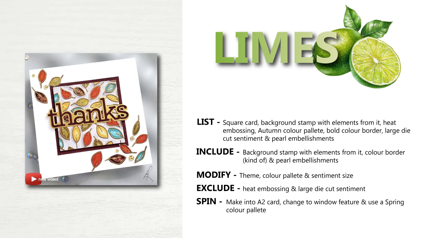So this is a square card using a background stamp and then extra elements from that background stamp where she cut out the little leaves. She used heat embossing, an autumn color palette, bold color border, large die cut sentiment, and pearl embellishments.